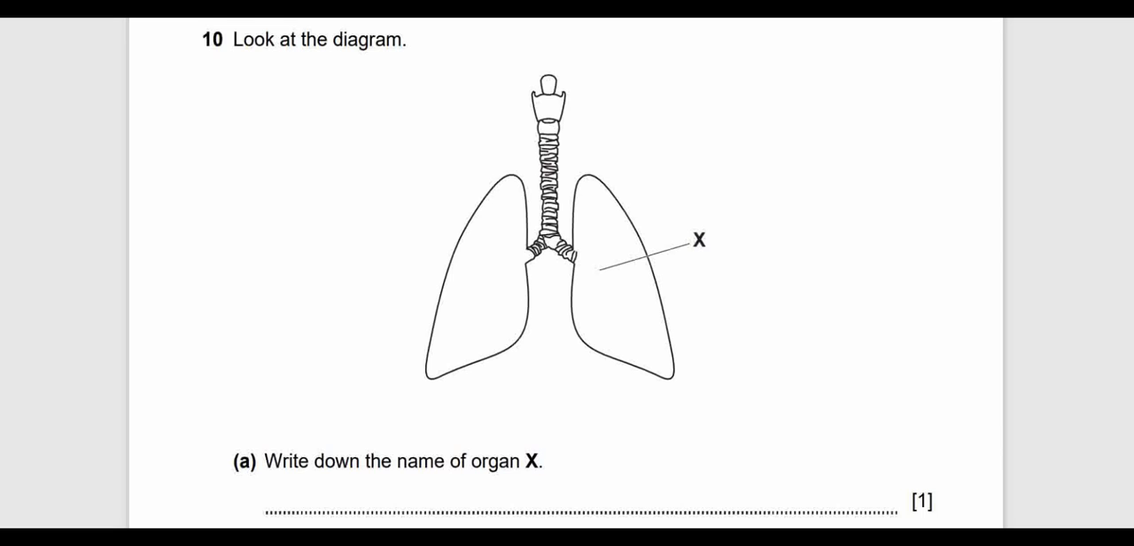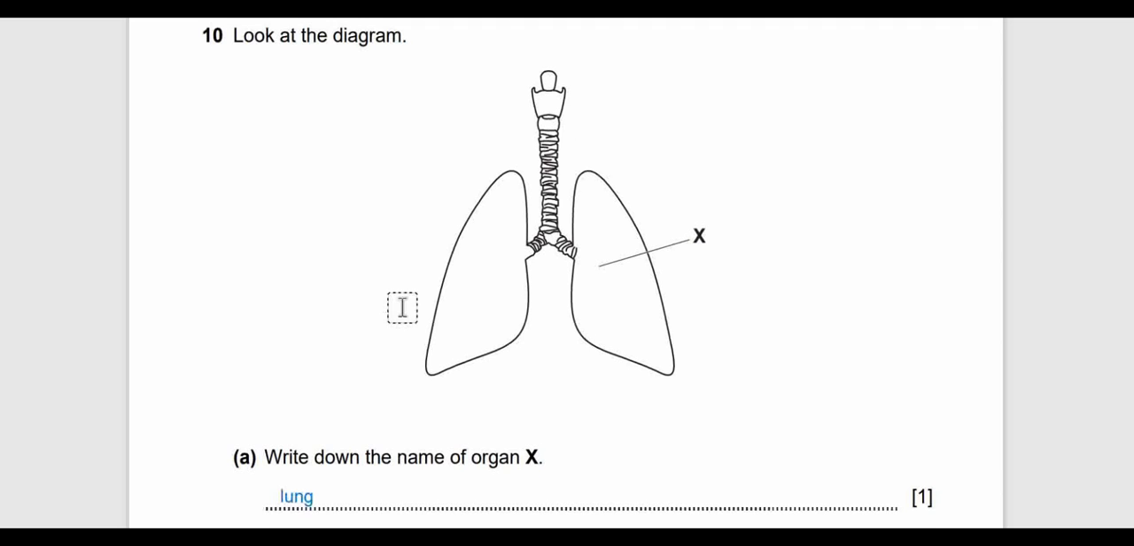Next. Here we go, question 10. Look at the diagram here. Write down the name of organ X. 10 seconds. Because it's very easy, just 5 seconds then. Okay, 5 seconds is up. Let's open up the answer. Here we go. This is the lungs, of course.